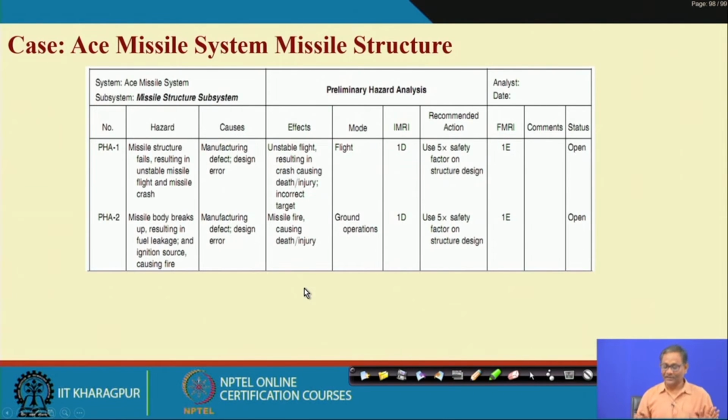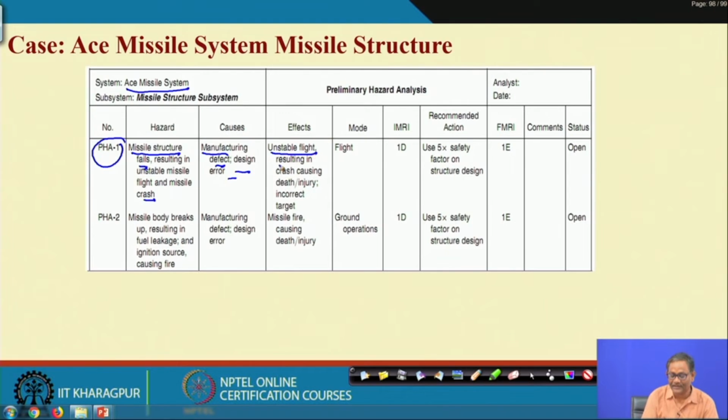Now, let us see the documentation part with an example. What is our example? The ACE missile system, PHA 1, which you have already seen: missile structure fails resulting in unstable missile flight and missile crash. Causes: manufacturing defect, design error. Effect: unstable flight resulting in crash and death. This is basically the hazard, effects and initiating mechanism. This is the total hazard list. This is the first hazard, and this is basically the hazard triangle. Then which mode? It is in the flight mode.